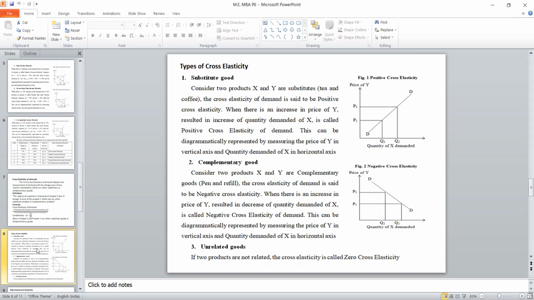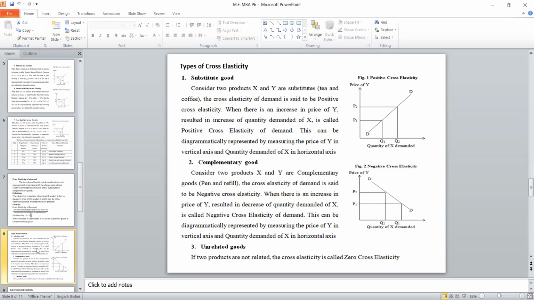So keep it in mind. Whenever you want to draw a demand curve for a substitute, draw an upward sloping curve. When you want to draw a demand curve for a complementary good, it's a downward sloping curve. So keep it in mind. Suppose you draw it wrongly, then the meaning will be wrong.